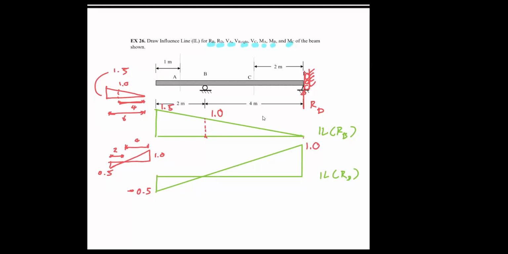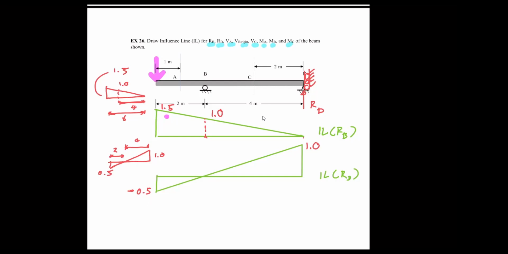Notice one more thing. When you apply the unit load here, now you know RB is 1.5 up, RD is 0.5 down. Notice how when you add 1.5 and 0.5 up, they become 1, which is exactly equal to the unit load.